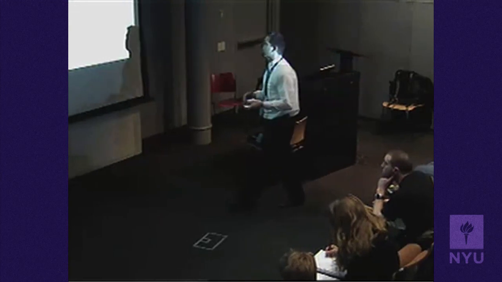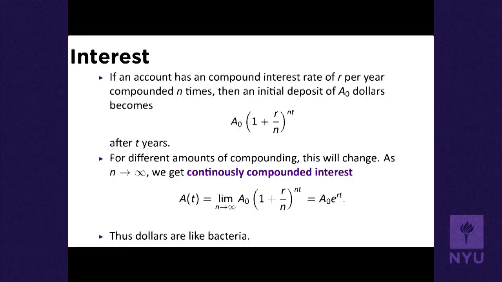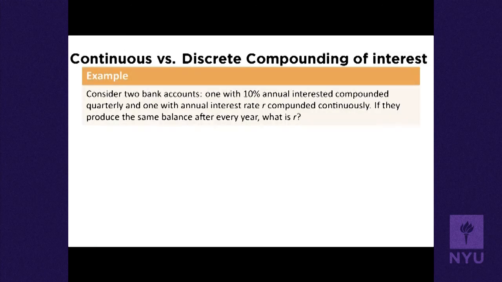Now, is that a reasonable assumption? Let's do an example where we compare continuous compounding and discrete compounding. Okay? Yes, dollars are like bacteria. They grow and grow and grow. Maybe at a very small rate, but they do grow. So say we got two bank accounts. One has 10% annual interest compounded quarterly, and another one has continuously compounded interest, but we don't know the interest rate. What is the interest rate, r, if they have the same balance after every year?